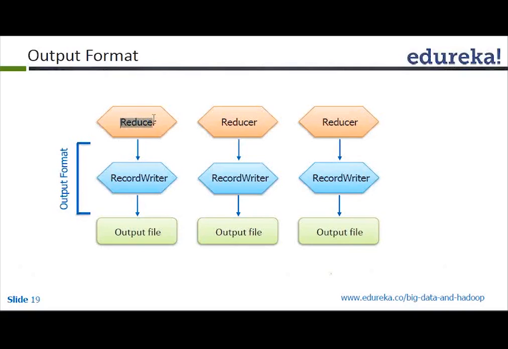So the reducer, once it's finished, will take the help of the record writer, like a record reader, and put it into the output file. Now, how many reducers will there be by default, guys? It will always be one reducer, my dear friend. It will always be one reducer, friends.